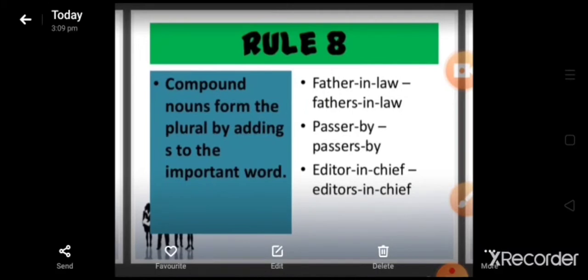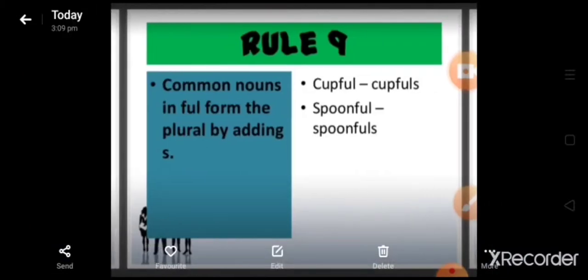Rule number 8: compound nouns form the plural by adding s to the important words. Here you can see father-in-law, fathers-in-law; passer-by, passers-by; editor-in-chief, editors-in-chief. Now rule number 9: nouns ending in ful form the plural by adding s. Cupful, cupfuls; spoonful, spoonfuls.